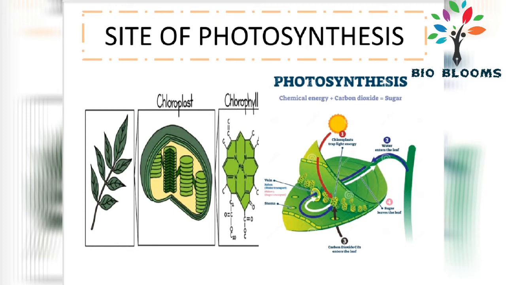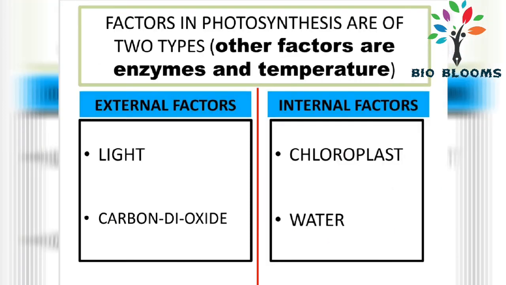So what does this pigment mean? Pigment is nothing but a molecule that absorbs light of a specific wavelength in the visible region. And here you see on the leaf surface, inside the mesophyll tissue, you can see the chloroplast.